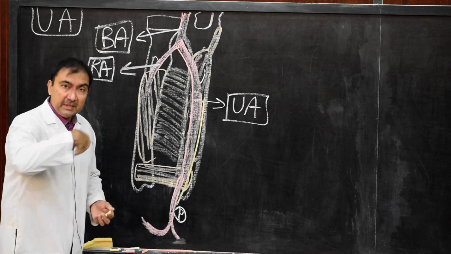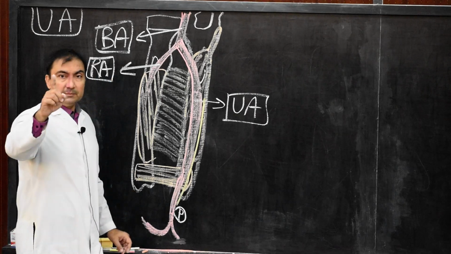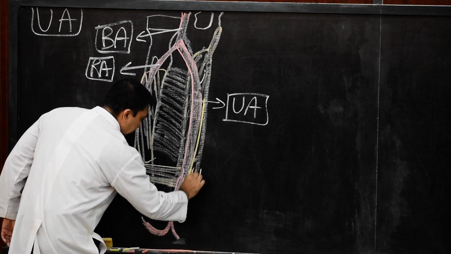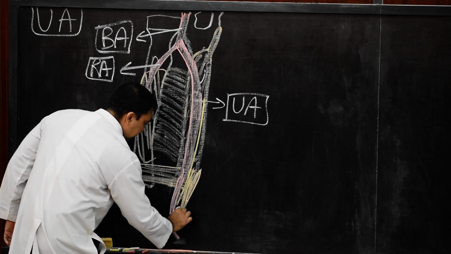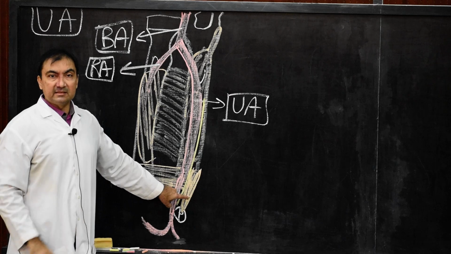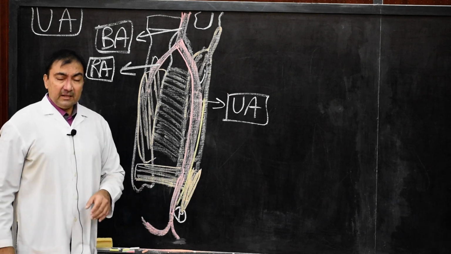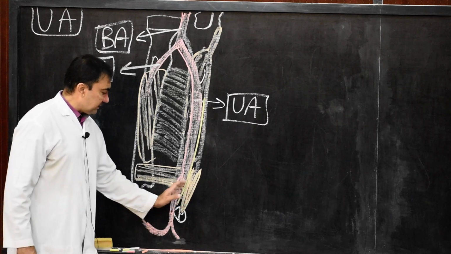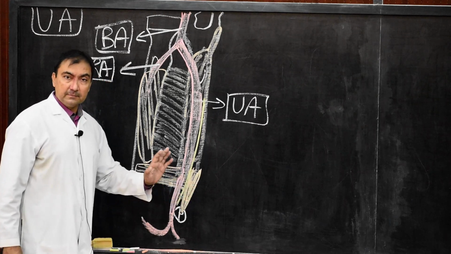And medial to ulnar nerve, it is related with one muscle. So I will just show the tendon of this muscle, and the name of this muscle which is inserted in pisiform bone is flexor carpi ulnaris. This is many a times asked in MCQ. So ulnar nerve and flexor carpi ulnaris are related medial to ulnar artery.